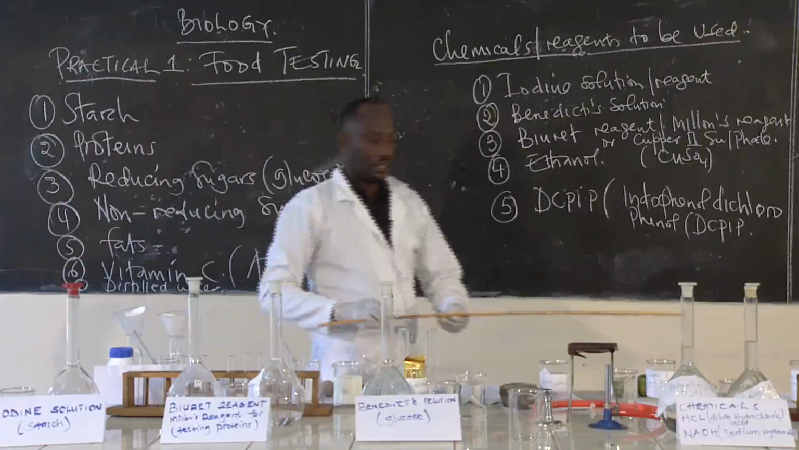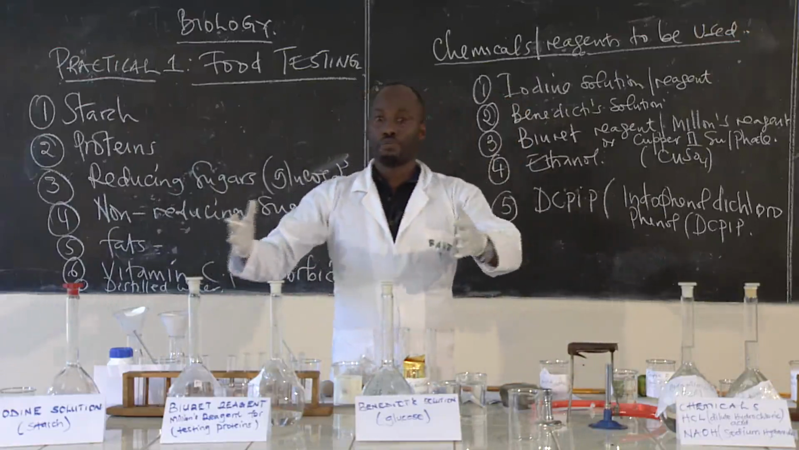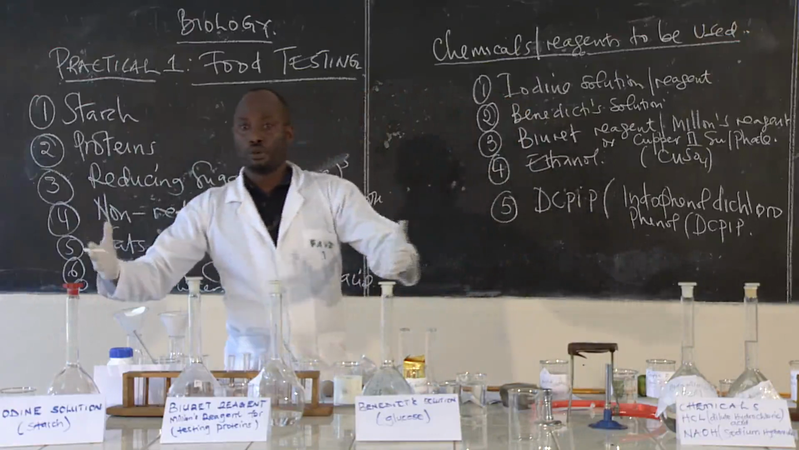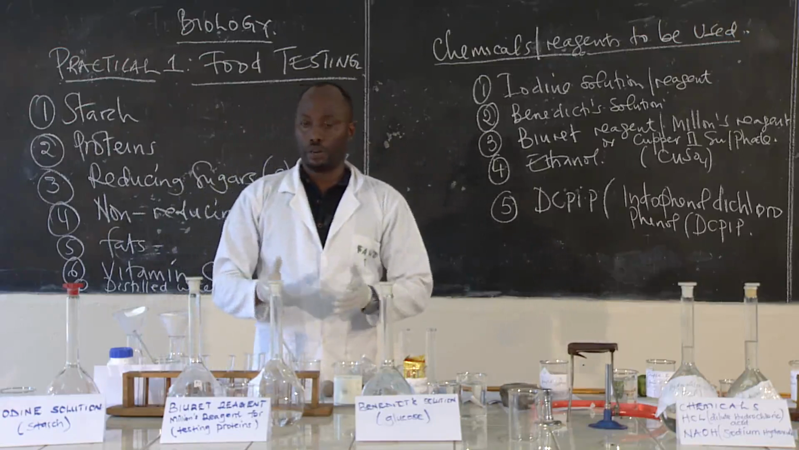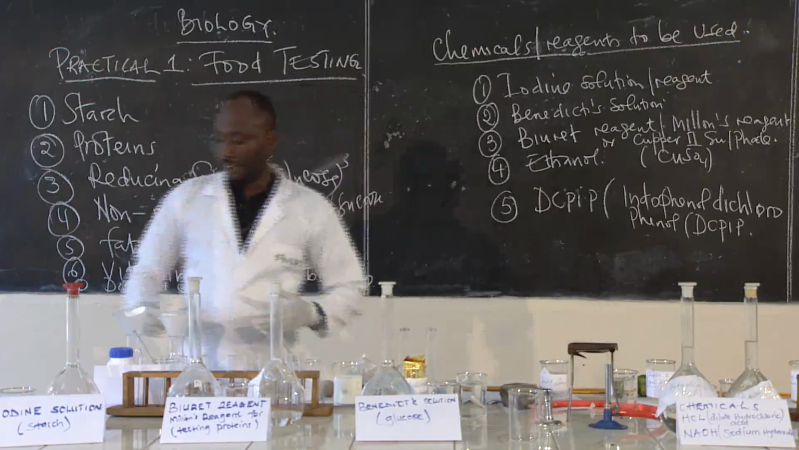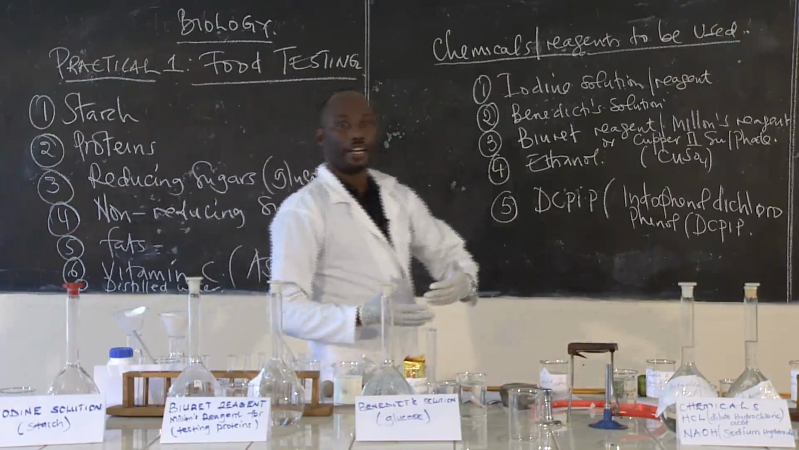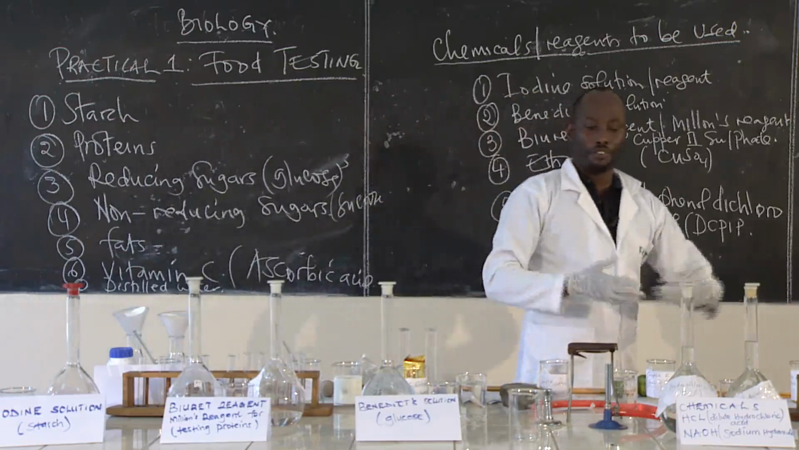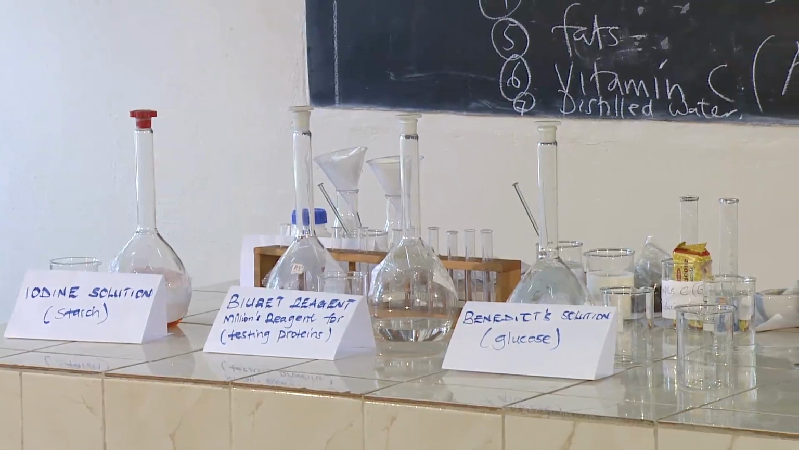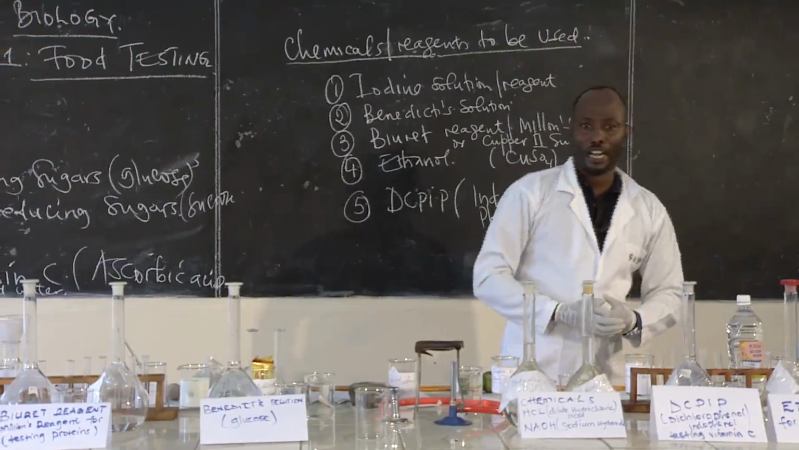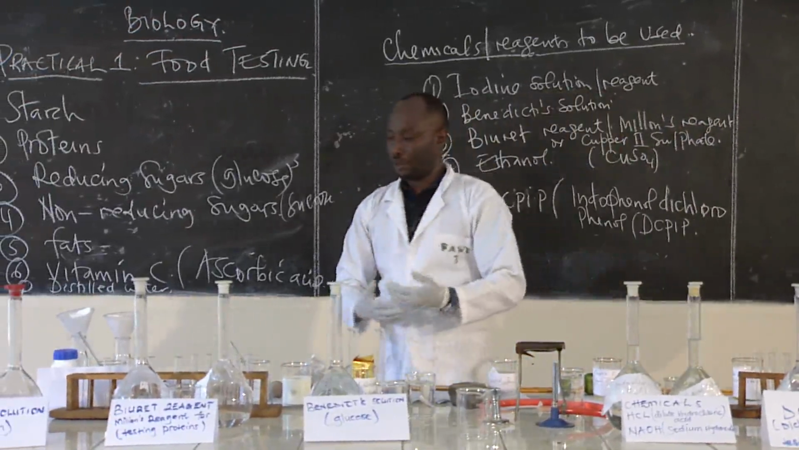So students, as we start our practicals, let us have the names of the chemicals and the names of the food that we're going to be using to present our lesson today. I have very many beautiful things in front of me. You can see I have a well-decorated table, having different food compounds and reagents. I'm going to be discussing with you how to test these food compounds.